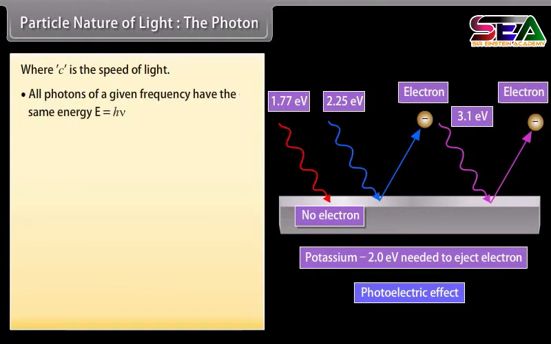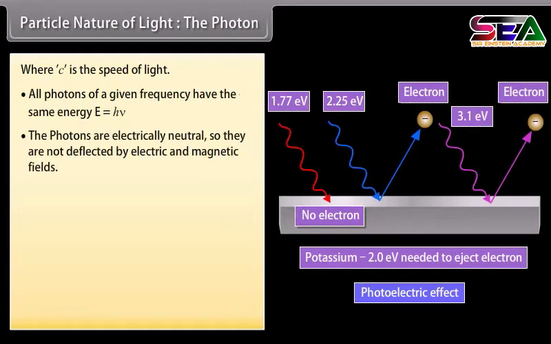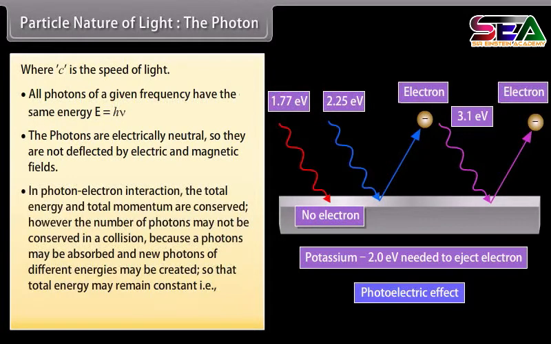All photons of a given frequency have the same energy E, which is equal to hν. The photons are electrically neutral, so they are not deflected by electric and magnetic fields. In photon-electron interaction, the total energy and total momentum are conserved. However, the number of photons may not be conserved in a collision because photons may be absorbed and new photons of different energies may be created, so that total energy may remain constant, that is hν equals hν1 plus hν2.